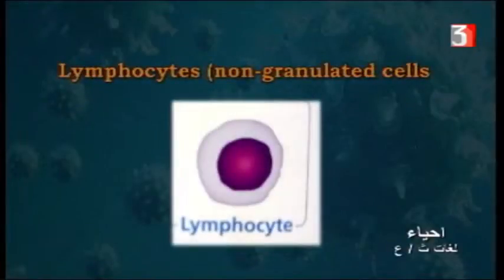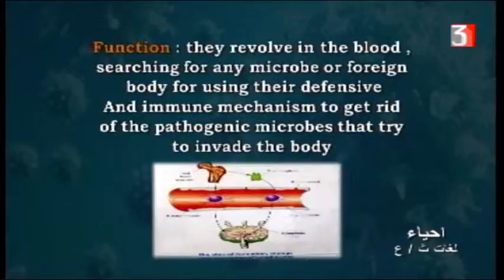What is the lymphocyte, or non-granulated cell? It means the lymphocyte doesn't contain granules in the cytoplasm. What is the function? The lymphocytes revolve in the blood searching for any microbes. They move inside the body searching for any microbes. If there is any foreign body or microbes, they use their defensive or immune mechanism to get rid of these pathogens trying to invade the body.